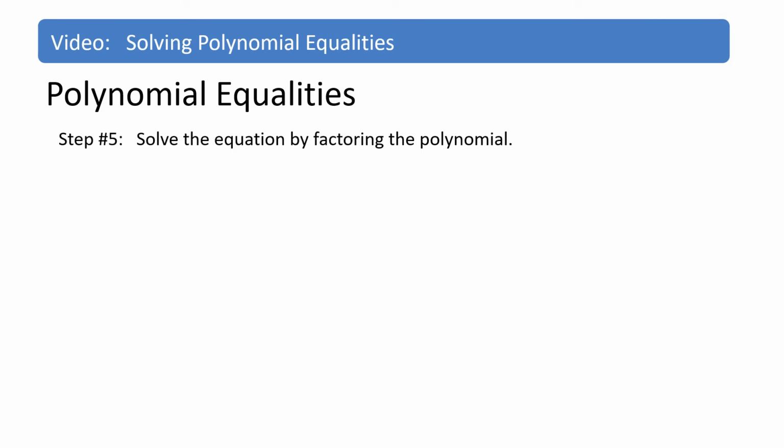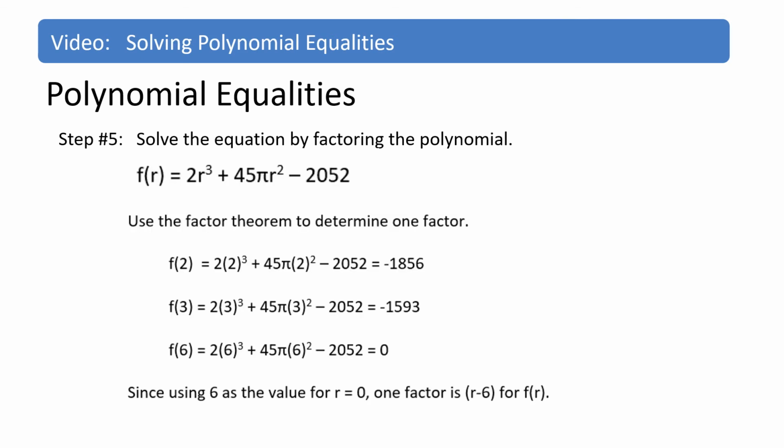Continuing on, solve the equation now by factoring the polynomial. We will use the factor theorem to determine one factor. We tried 2, it didn't work. We tried 3, didn't get 0. We tried 6, and we have 0 as our remainder. This means then that 6 is a factor. So one factor would be r equal to 6, which is r minus 6.